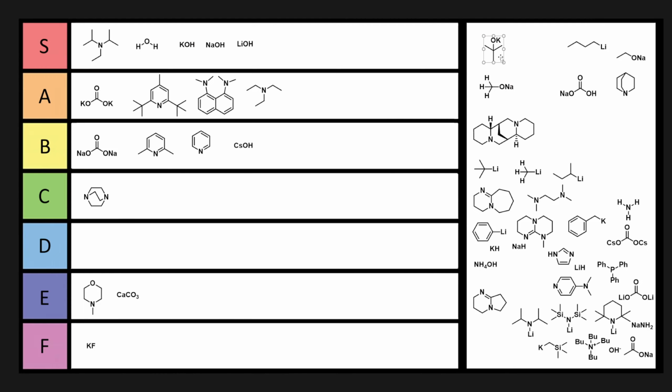Potassium tert-butoxide, awesome base. It definitely is able to fight outside of its weight class. Potassium tert-butoxide is super, super good as a base, even though tert-butanol has a relatively low pKa compared to some of these other bases in their conjugate acid form. So potassium tert-butoxide, definitely S tier.